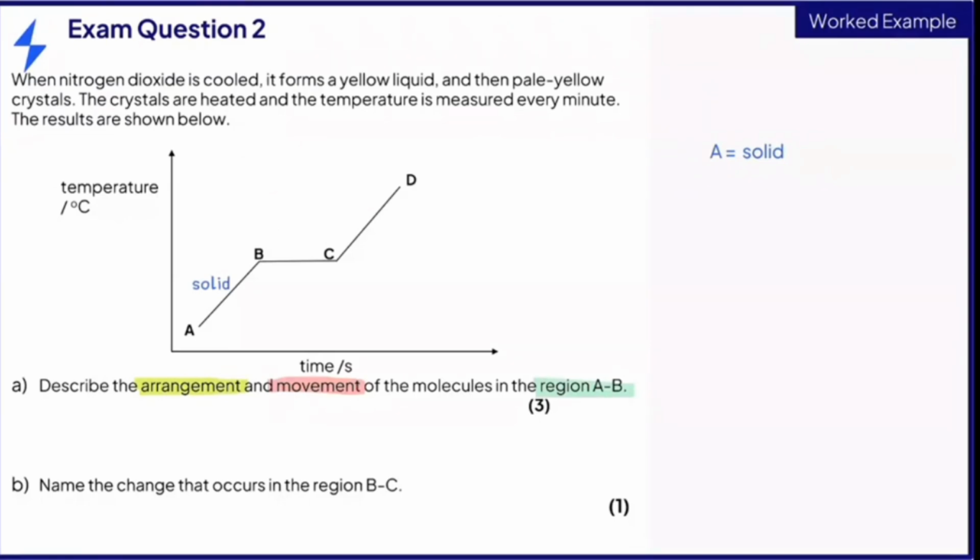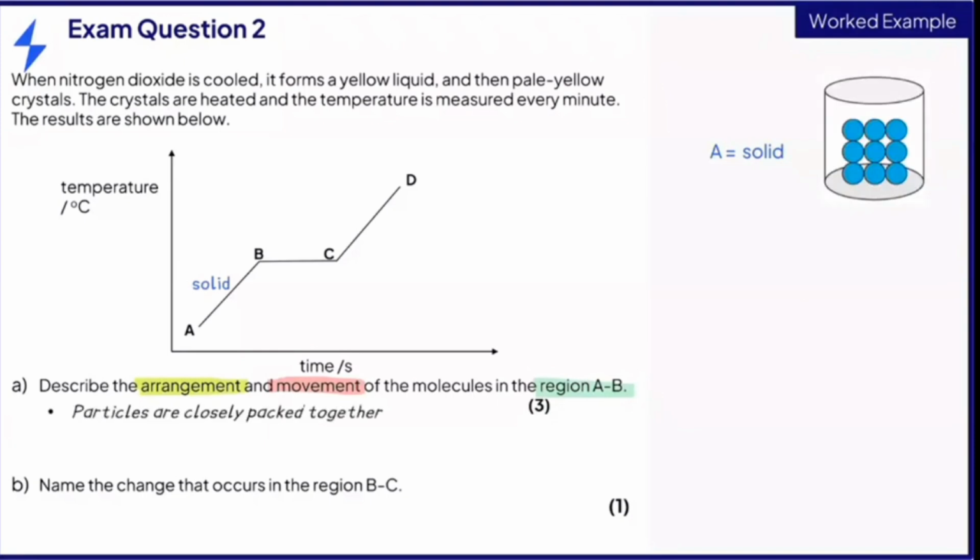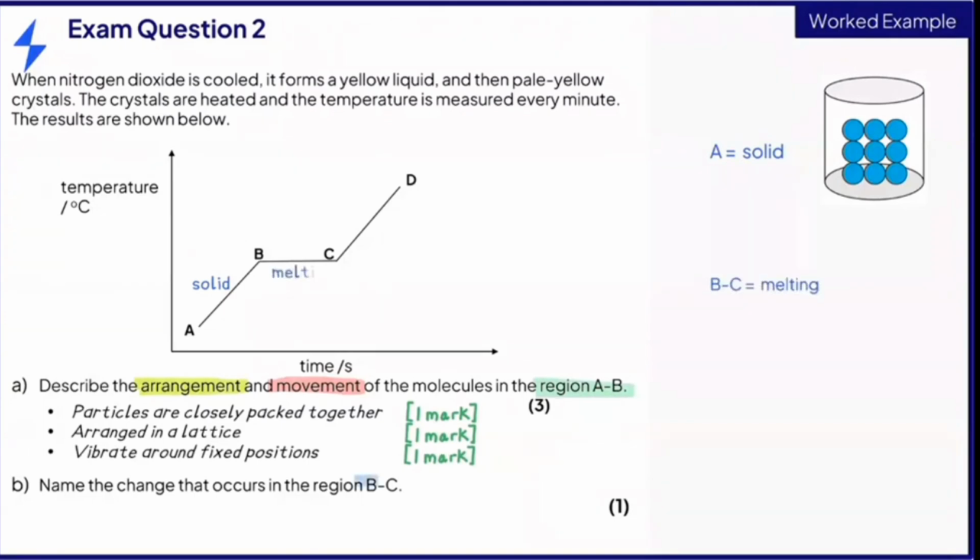From an earlier video, you should know that particles in the solid are arranged like this. The particles are closely packed together and arranged in a lattice, with the particles vibrating around fixed positions. This answer will score you 3 marks. Looking at the graph, the temperature of the solid will continue to increase until it reaches its melting point, which occurs in the region of B and C. You would also score the mark for freezing, as this is the change of state that occurs in the opposite direction. Once the substance is melted, the liquid will continue to increase in temperature, which is shown between C and D.